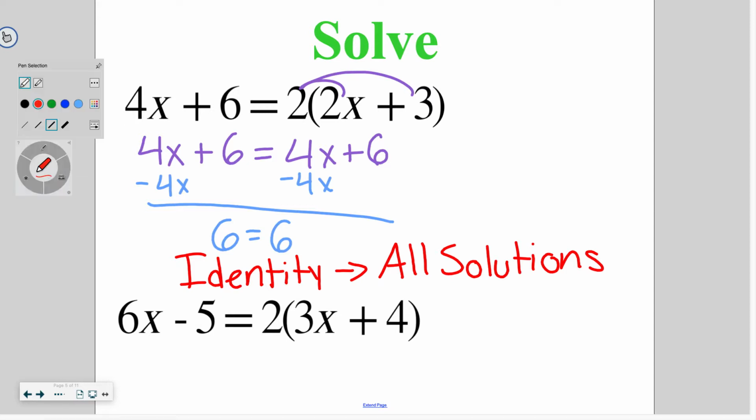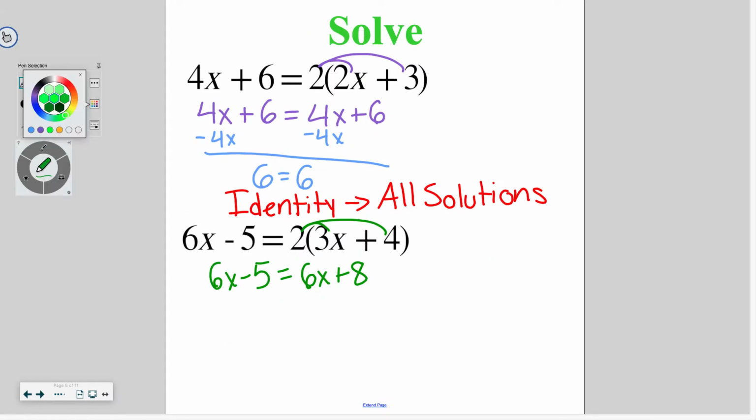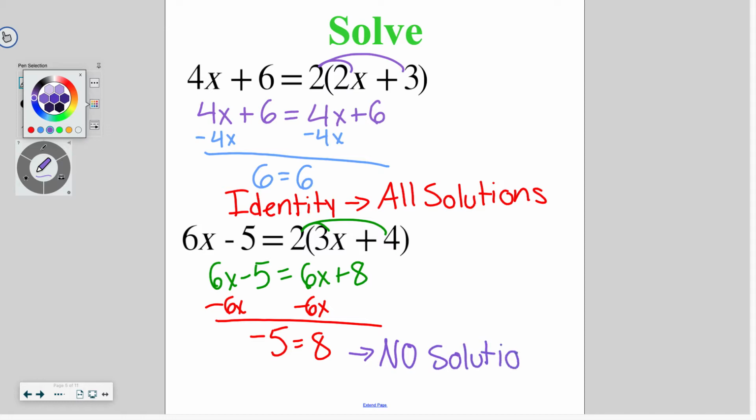If we come down to this bottom one, and I start doing my distribution, I'm going to get 6x minus 5 is equal to 6x plus 8. When I combine my variables on this one, I'm going to go ahead and subtract 6x from both sides, and I end up with negative 5 is equal to positive 8. We all know that that isn't true. When this happens, we call this no solution. You cannot find a number that will make those two sides of the equation equal.